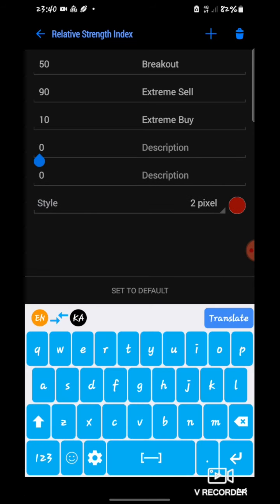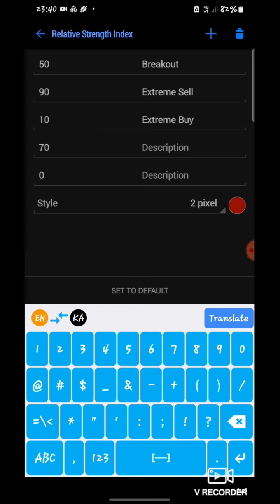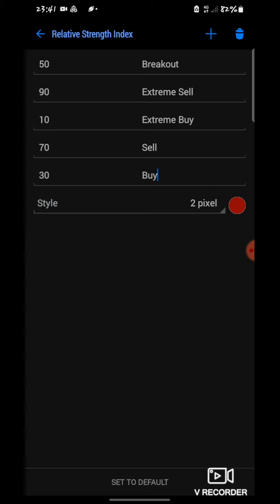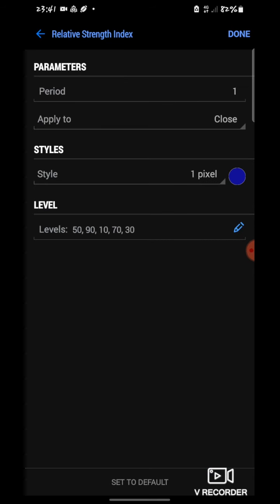Okay, then now we add 70 and 30. So this 70 is going to be sell, since the 90 is extreme sell, then the 70 is going to be sell. Then since 10 is extreme buy, 30 is going to be buy. Okay, and that is it. We now go back, then click done.